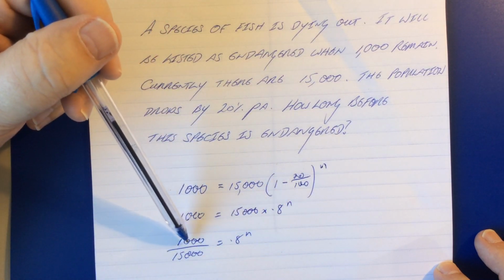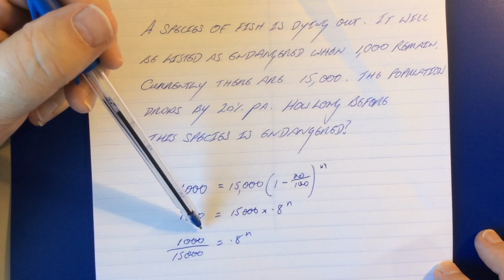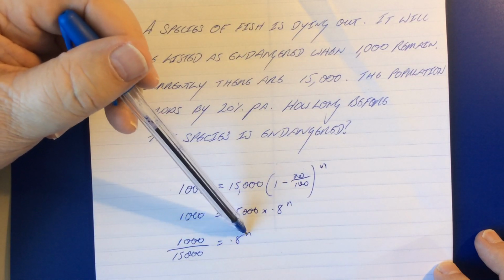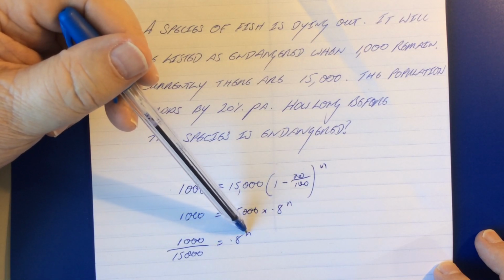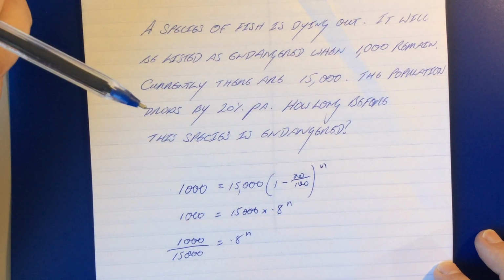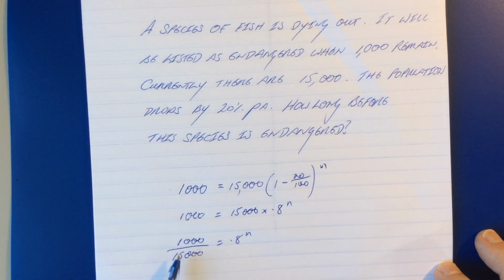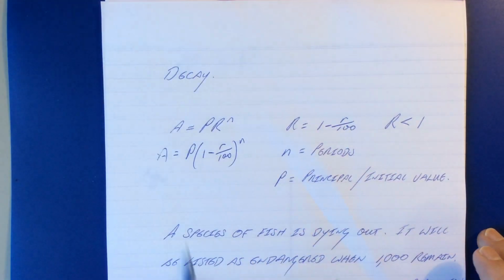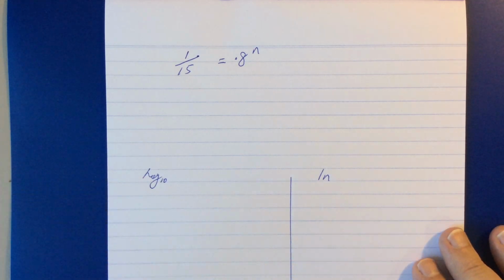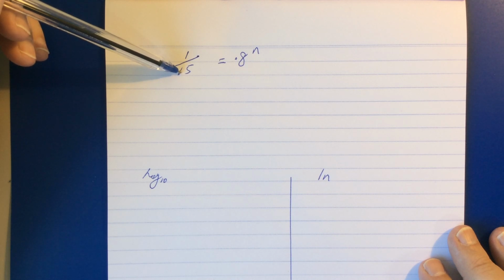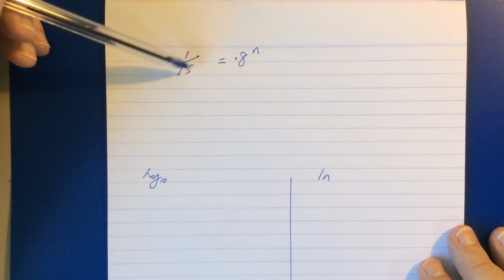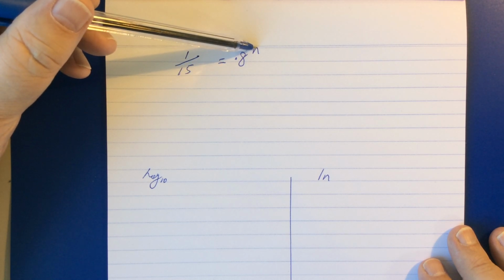And we can rearrange this as best we can to get this as isolated as possible. What we're actually going after is n, but this is the best we can do with a little bit of algebra. Okay, so 1,000 over 15,000 equals 0.8 to the n. Right, page 2. 1,000 over 15,000 breaks down to 1 over 15. So 1/15 is equal to 0.8 to the power of n.